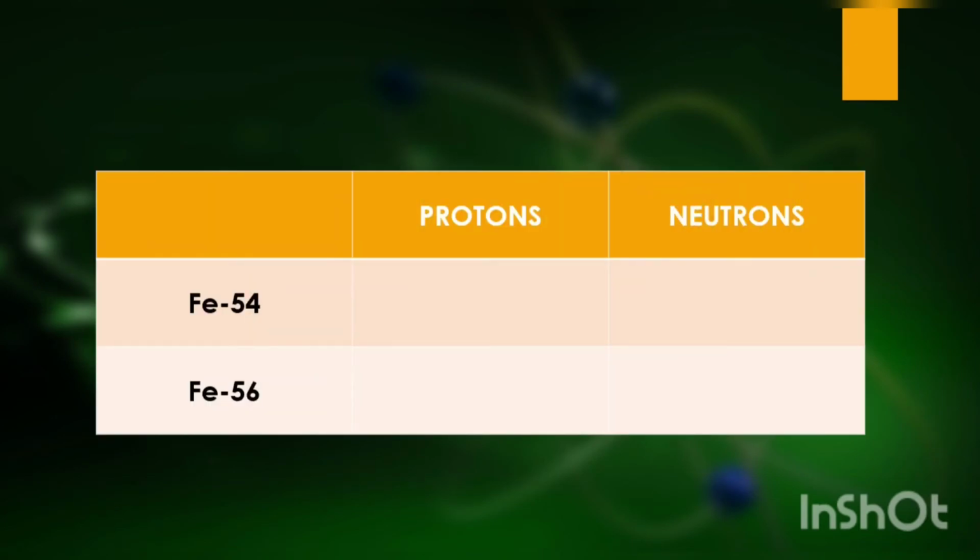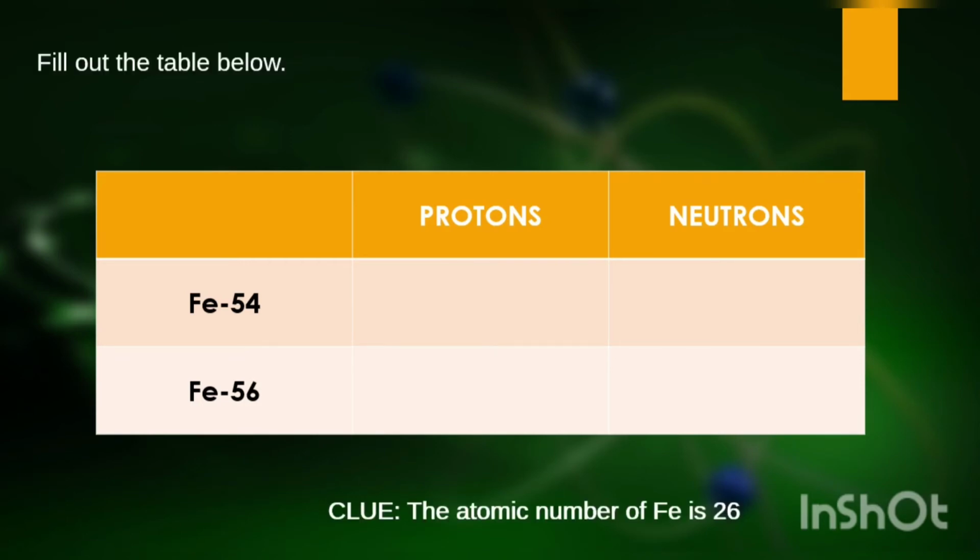Let us have another practice exercise for iron 54 and iron 56. Your clue is the atomic number of iron is 26.